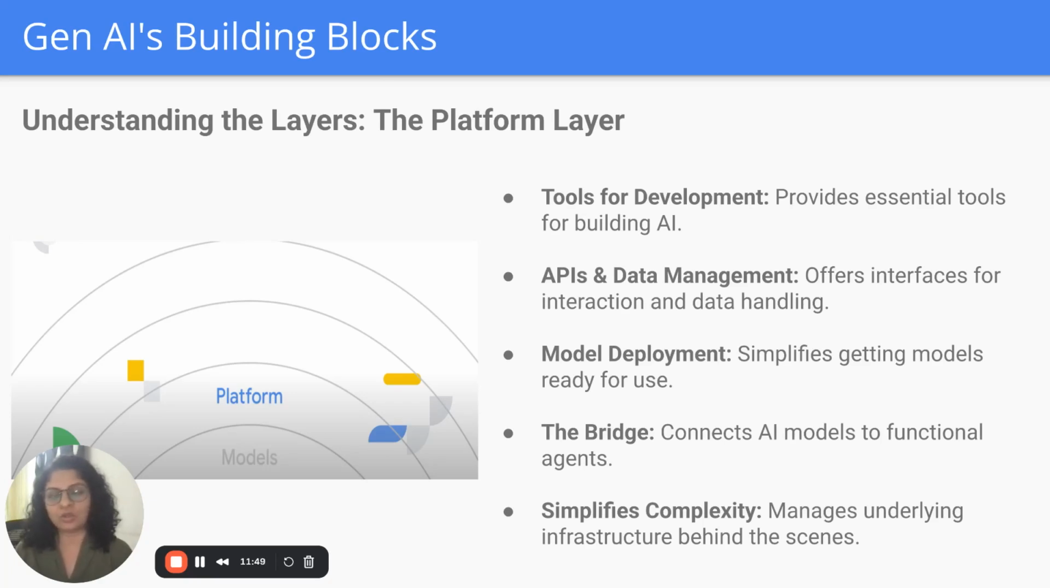So APIs, as we know, are the connectors for front end to back end. So here we have the APIs for connecting our models to our agents. It comes with the data management, it comes with the session management and everything. And then model deployment. So the platform helps us to deploy our model, simplify our models, so it is ready to use. So it acts as a bridge between the model and your functional agents. That's how it simplifies the complexity and manages the underlying infrastructure behind the scenes. So this is how the platform layer works.